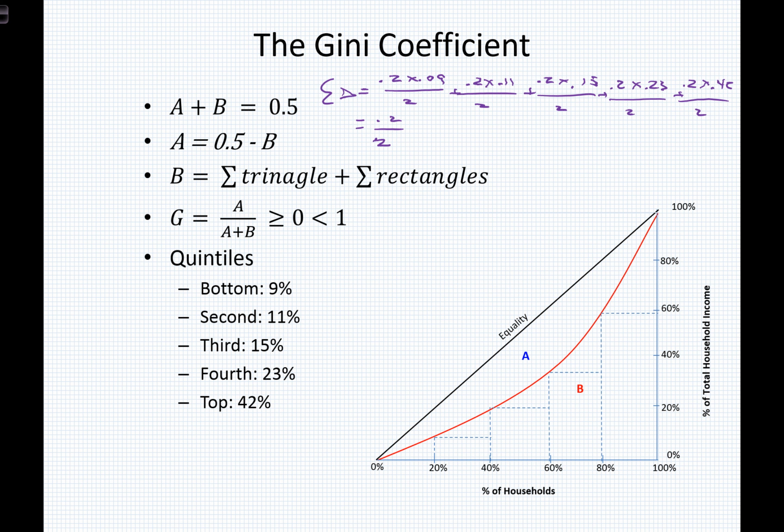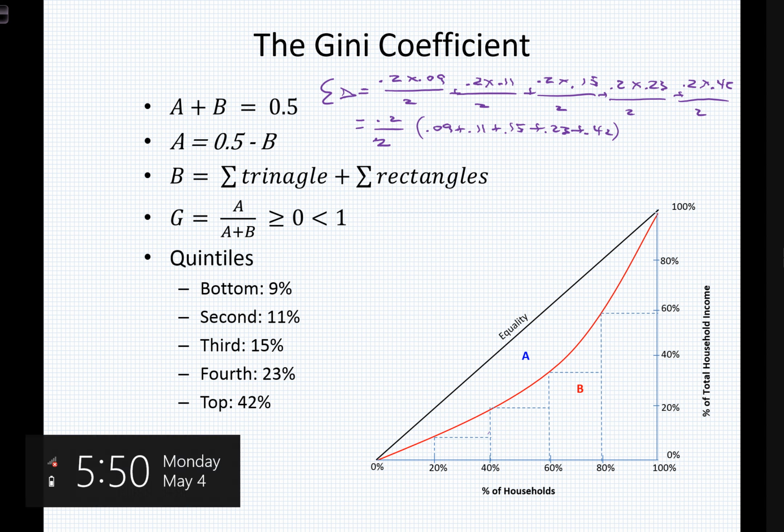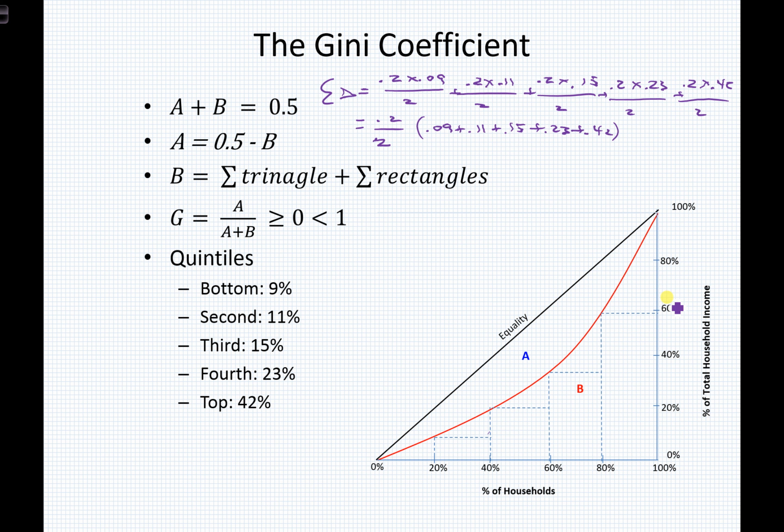So 0.2 divided by 2, and then we're going to simply add up the amounts that were left over because this was additive, of course. So 0.09 plus 0.11 plus 0.15 plus 0.23 plus 0.42. You can take a moment and add those up, or you can just intuitively look at it. We're talking about this plus this plus this plus this plus this, which immediately you see equals 100%, or 1. So what we really have is 0.2 divided by 2 times 1, or we have 0.10.